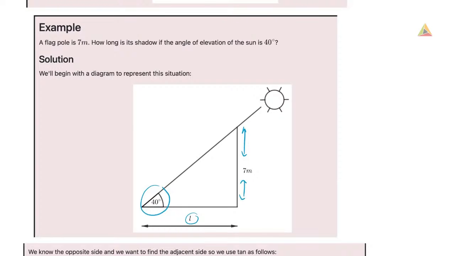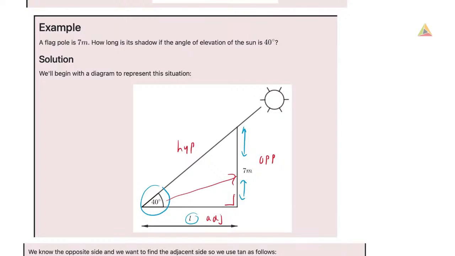So again, we're going to mark in what we have. So this is a right angle, which means that this is the hypotenuse because it's always the side opposite the right angle. This must be our opposite because the angle that we have is 40 degrees and this side is opposite 40 degrees, which makes L, which is what we're looking for, the adjacent.